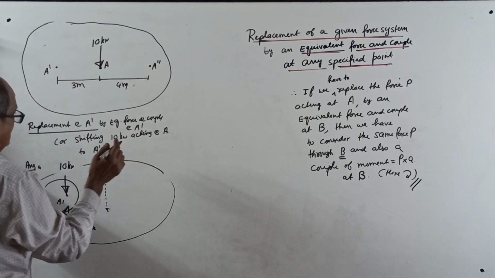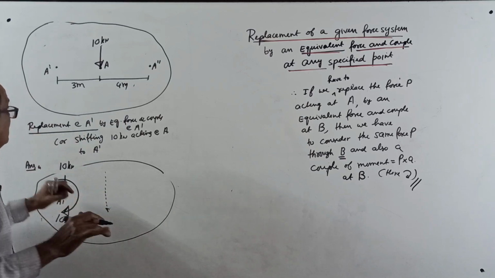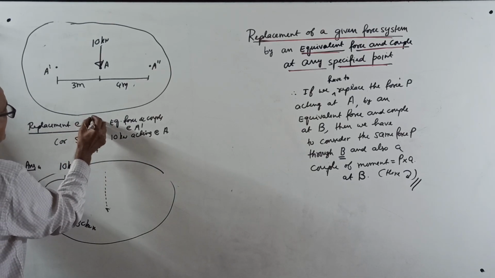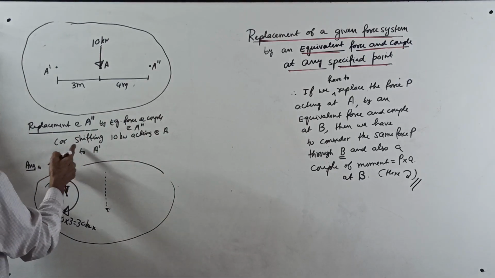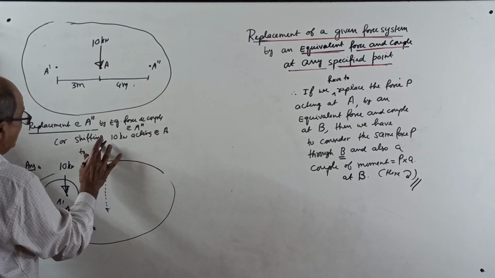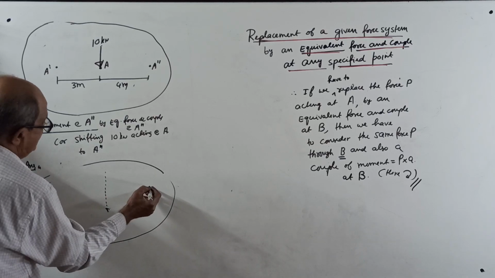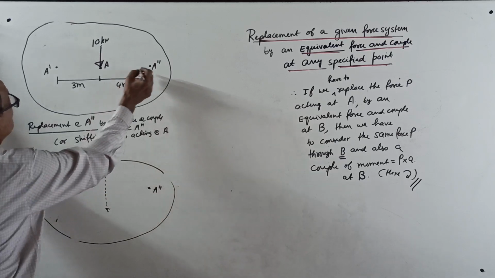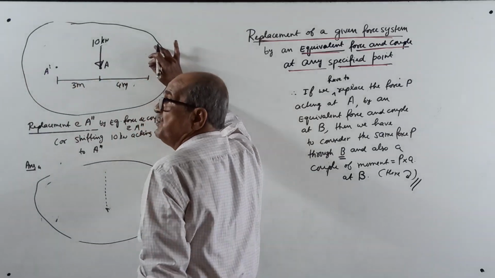Now, correctly make a note. I'm rubbing now. Now, the replacement at A double dash by equivalent force and couple at A double dash. One more sketch you are right. Or shifting 10 kN acting at A to A double dash. Where is A double dash? Here. This is the original force here. Stand here, go to the point where you want to shift the force.